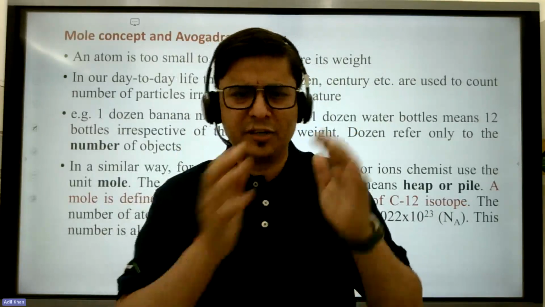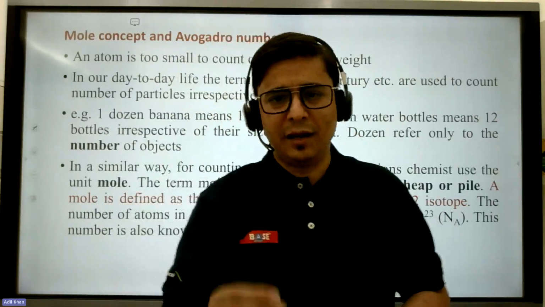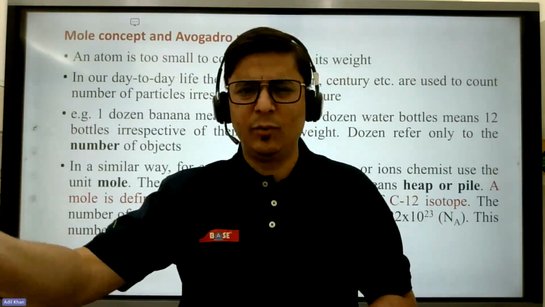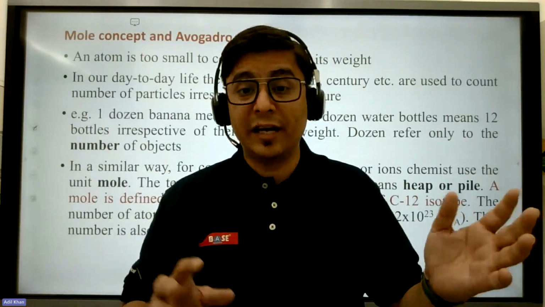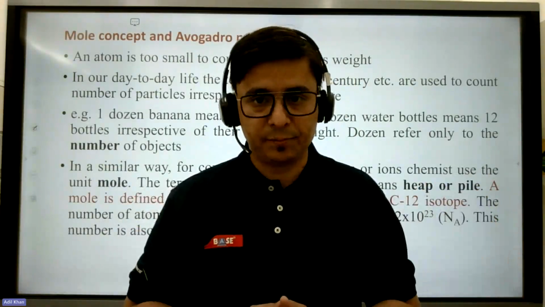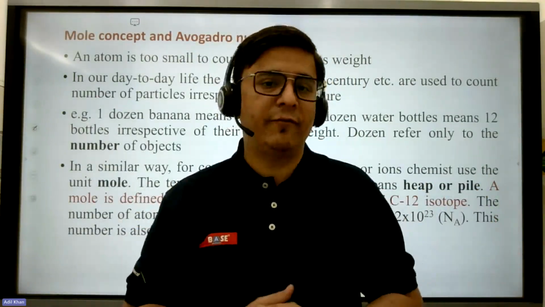1 dozen bananas, 1 dozen monkeys. 1 dozen bananas is 12 bananas. Maybe the weight will be 1 kilogram. But 1 dozen monkeys will be 12 monkeys, and the weight may be 20-25 kilograms. Masses are different, but the number you have to remember.